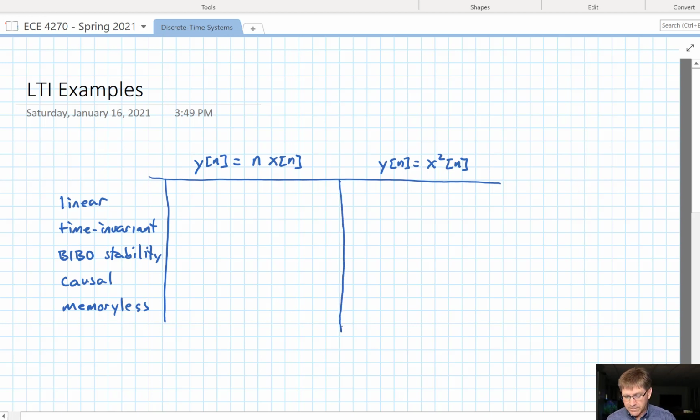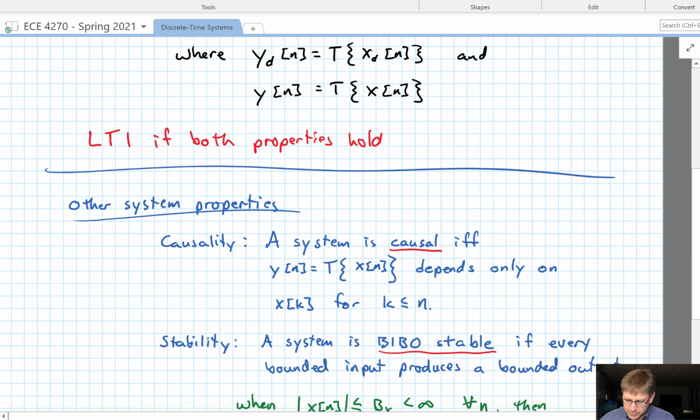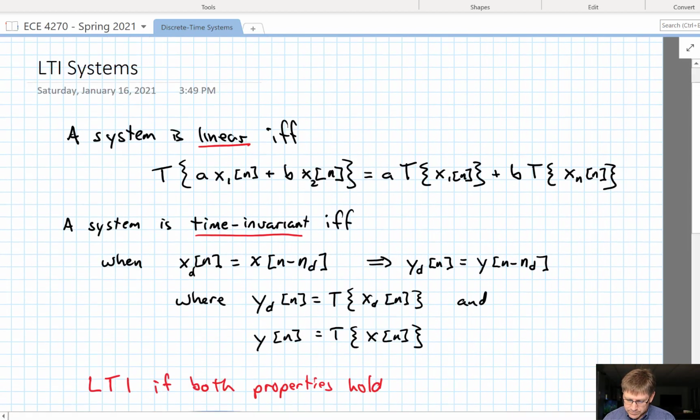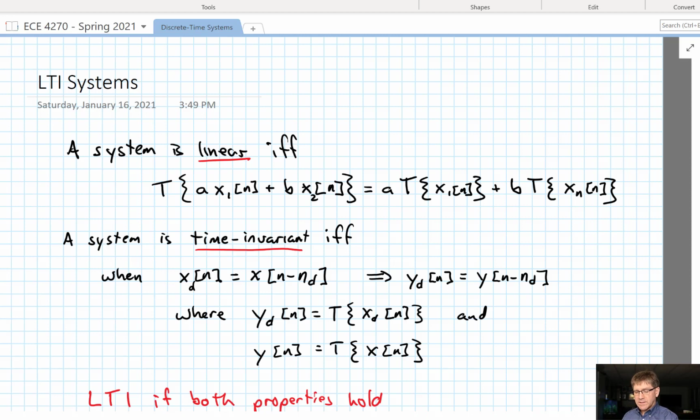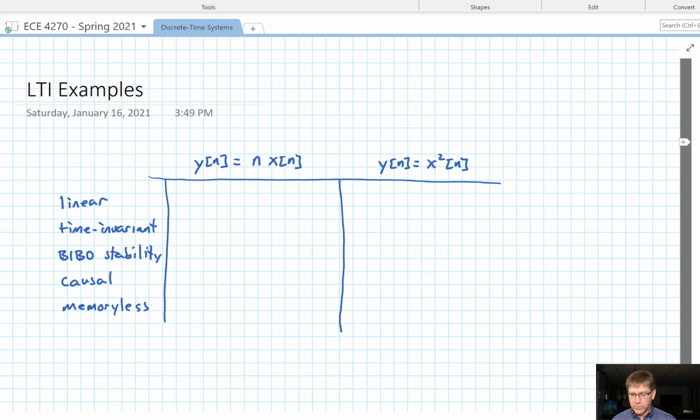Okay, first, linear. So we saw the definition for linearity, right up here. The system operating on a, in this case, a linear combination. That's where you have a product and a sum. Whether or not that gives you the same output as the input. Now, in order to prove linearity, you have to show that that's true for every x. However, to disprove linearity is a lot easier.